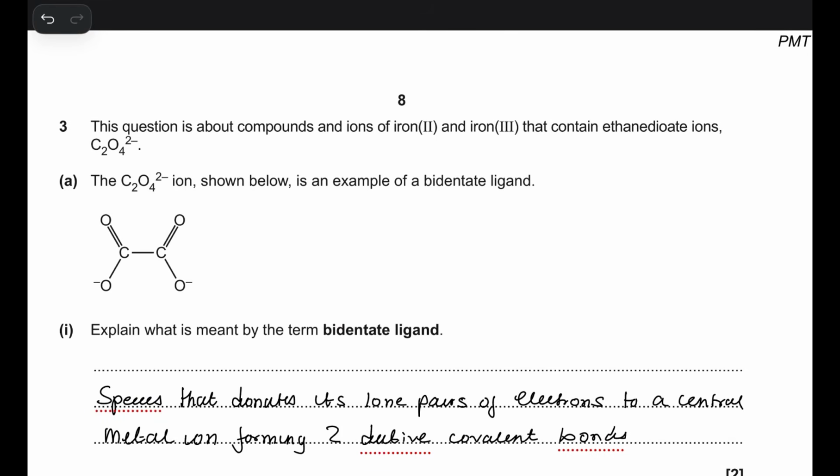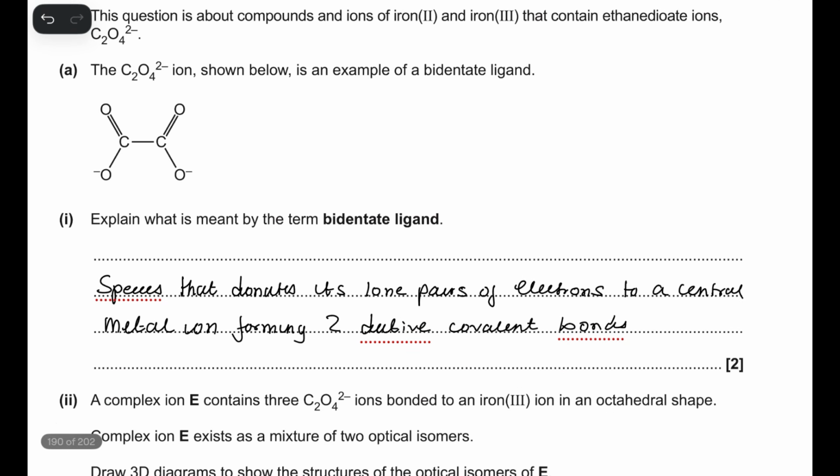Okay, so first of all, we're working with ethanedioate ions, which is a bidentate ligand. In terms of defining a ligand, we know a ligand is a species that donates a lone pair of electrons to a central metal ion, forming dative covalent bonds. Now, if it's bidentate, it means it's forming two dative covalent bonds. So that's what you just need to say. It donates its lone pairs to a central metal ion, forming two dative covalent bonds.